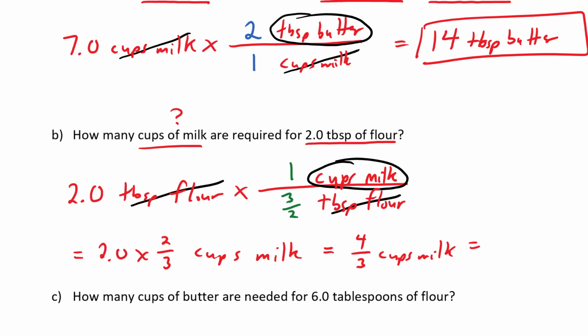Significant digits. Well, notice, we'll say these are exact quantities. 1 cup of milk requires 1.5 tablespoons of flour. So here I have two significant digits. So I should round this off to two significant digits. This would be 1.33333. So 1.3 cups of milk.